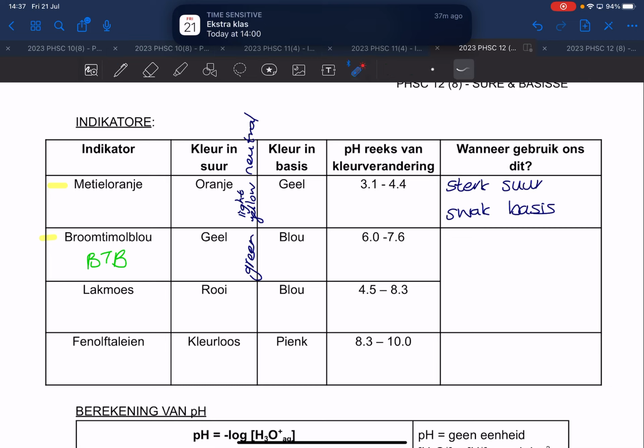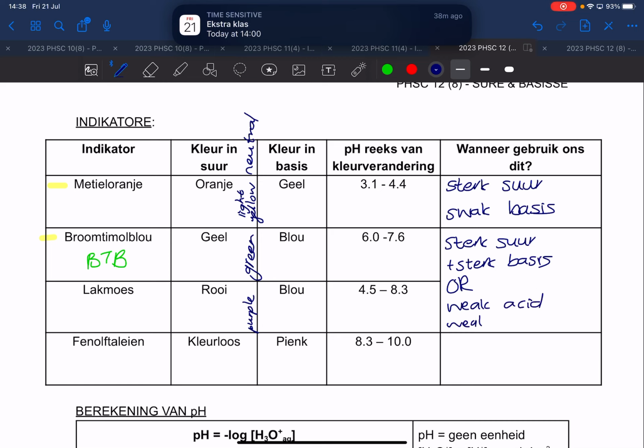Okay. Lakmus paper, it's red or blue, but when it's neutral, it is purple. Okay, now we use them when we have a neutral solution at the end. So of as jy het 'n sterk suur en 'n sterk basis, or when you have a weak acid and a weak base.